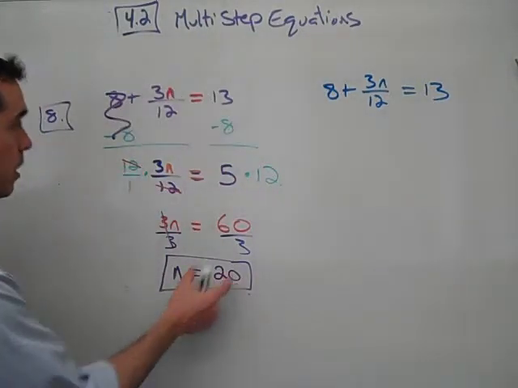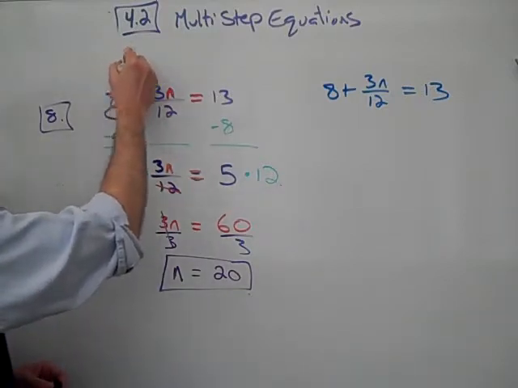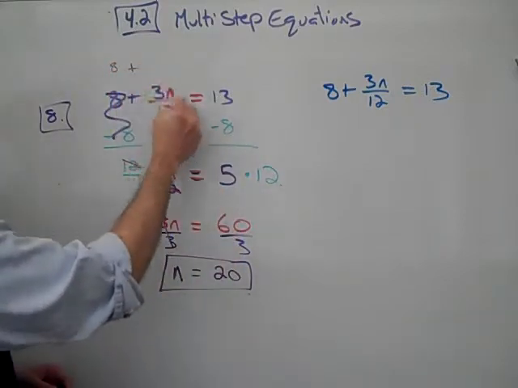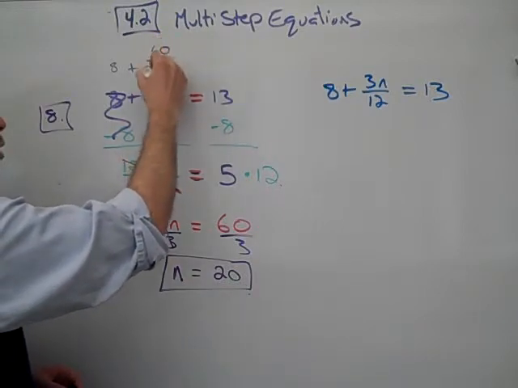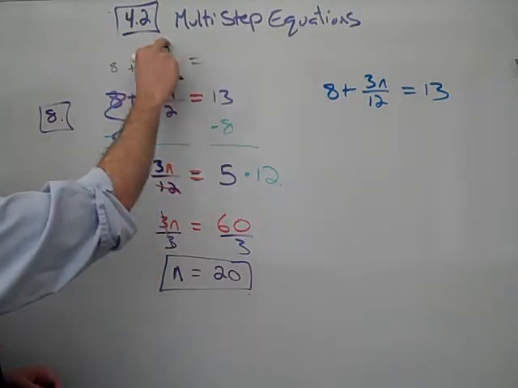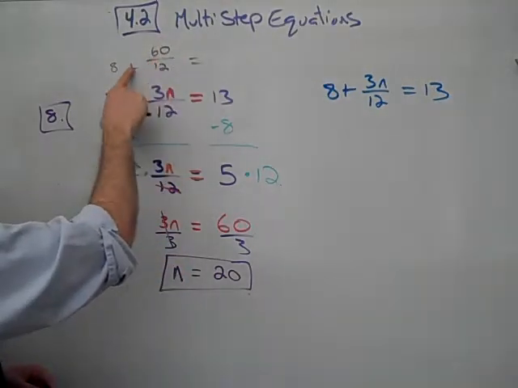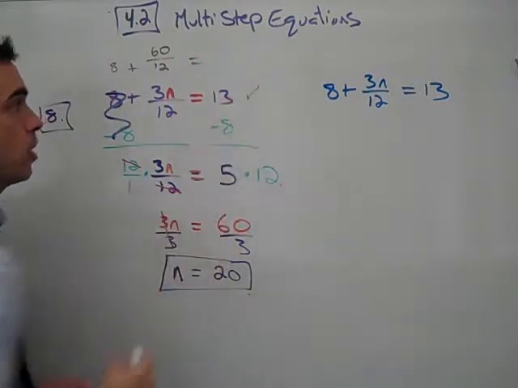Now, to plug this back in is using the substitution property. I would have 8 plus 3 times 20. I'm just going to go ahead and write that as 3 times 20 is 60, over 12, equals. 60 over 12 is the same thing as 5, and 5 plus 8 is 13. That's what I wanted. So my check is complete.